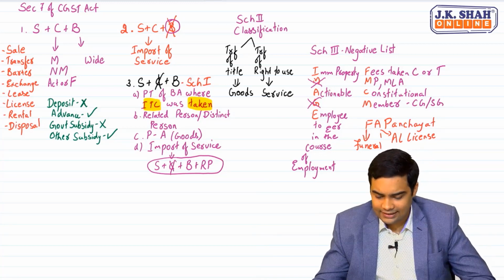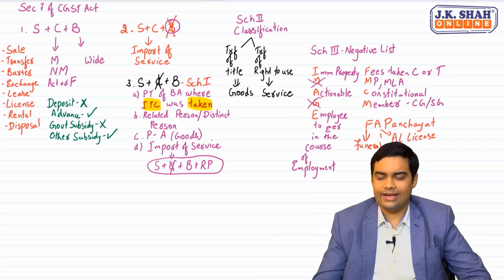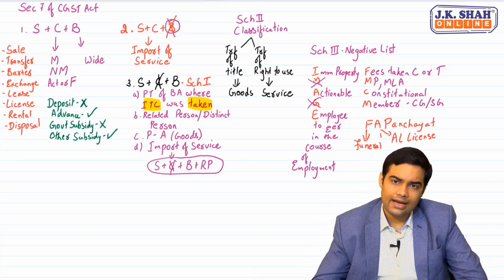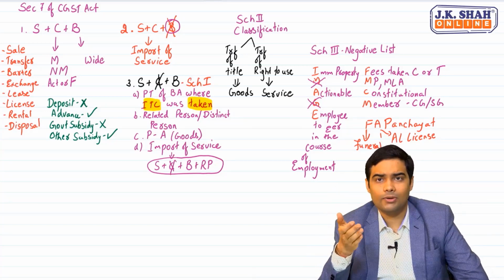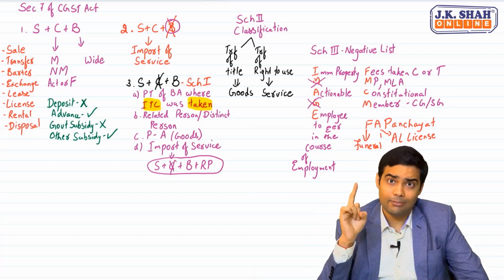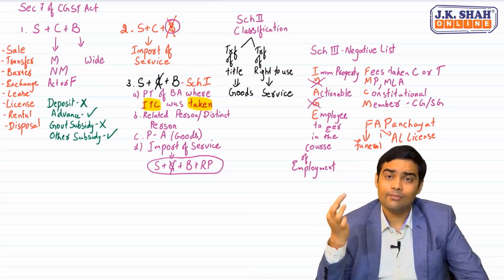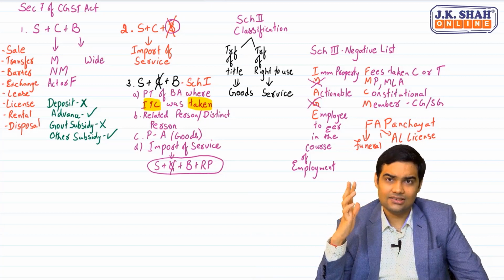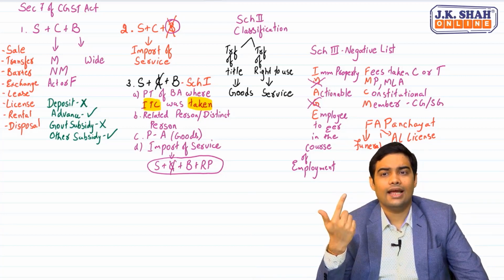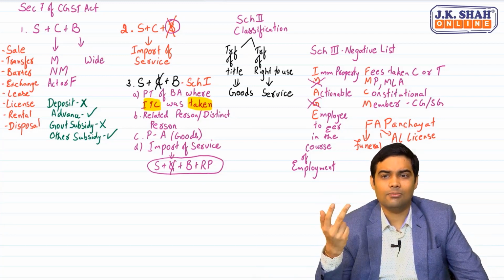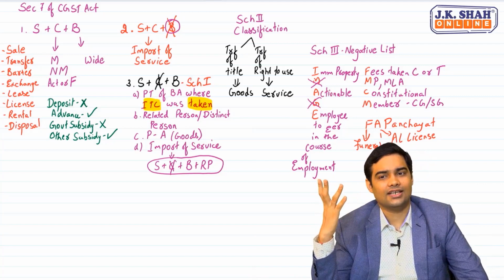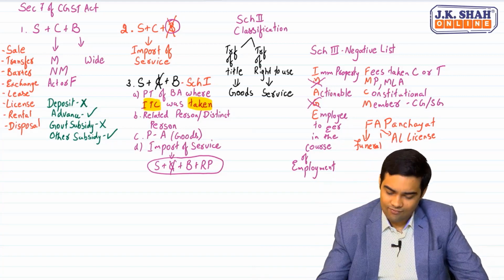So, if you see the entire ambit of negative list, image, FMCM, PAP. I deals with immovable property. Then we have actionable claim other than betting, gambling, lottery. Betting, gambling, lottery is liable to GST. Employee providing services to employer. FMCM is fees taken by court or tribunal. MPMLA, constitutional person, member of any body established by central government or state government. And finally, you have PAP.